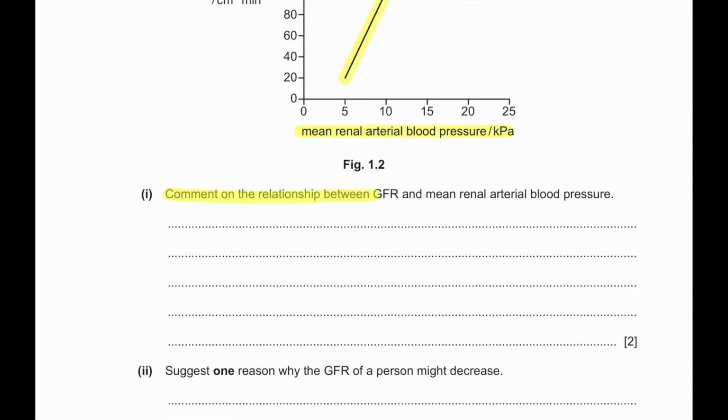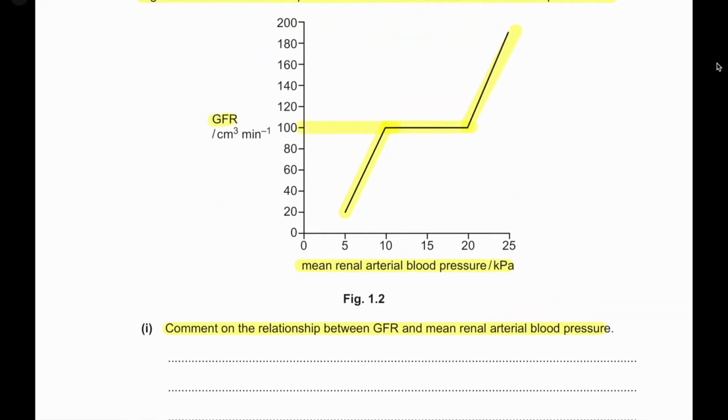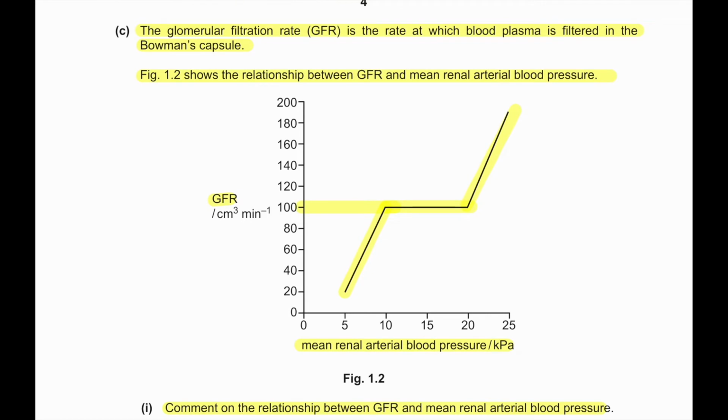Comment on the relationship between GFR and mean renal arterial blood pressure. So as the mean arterial blood pressure increases, GFR rate increases and then levels off and then increases again. The plateau occurs at 100 cm3 per minute between 10 and 20 kilopascal. The plateau is normal, healthy value.